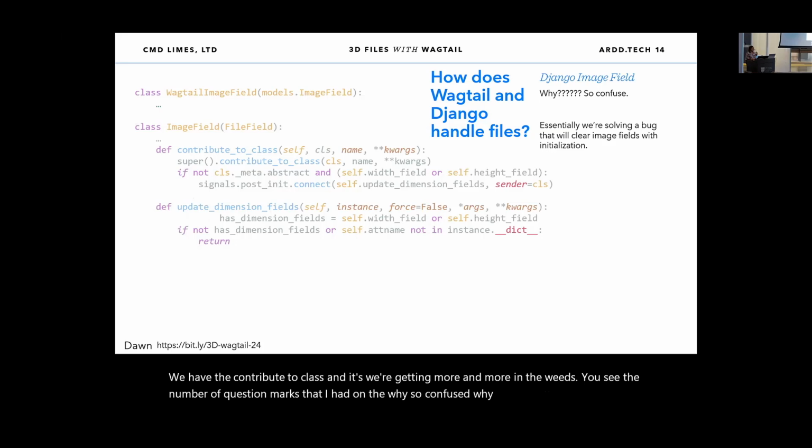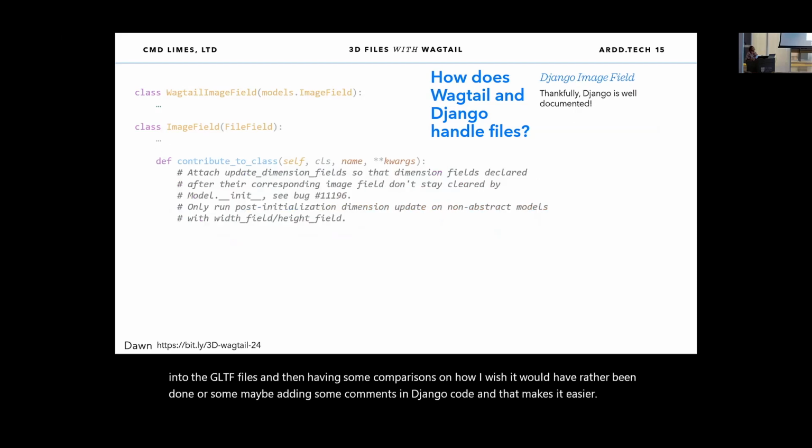Why are some of these needing to be elevated and having these constructor classes going down? I think a really cool iteration of this is to describe some of the decisions that I made when extending into the GLTF files, and then having some comparisons on how I wish it would have rather been done, or maybe adding some comments in Django code that makes it easier. But Django is really good at being documented.